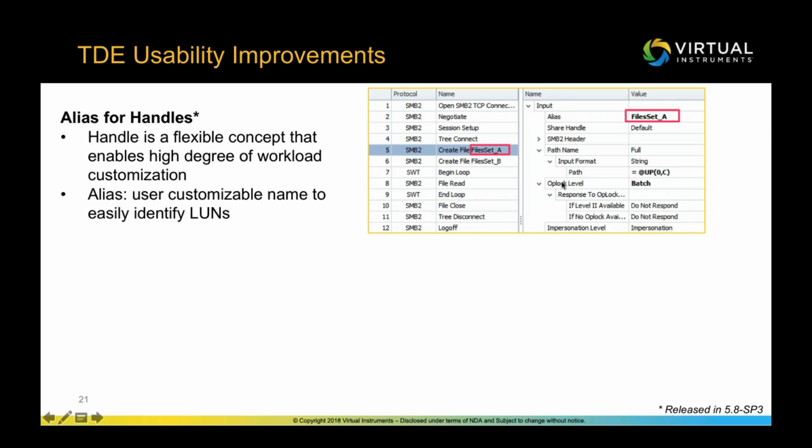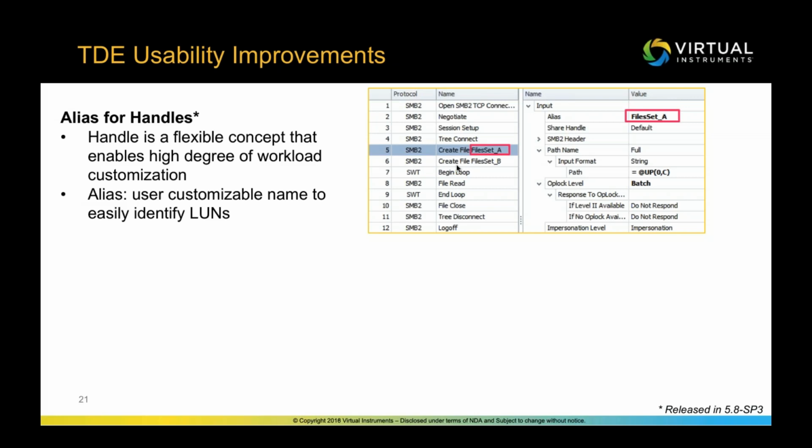Alias is something that is very useful for humans, to have a human readable name and associate that with something that's difficult to keep track of, like a complicated ID. Handles are pretty powerful in TDE, and most of you use them either directly or indirectly. The trouble before 6.0 is that when you have, let's say, multiple handles from the same action, it became difficult to keep track of which handle was for the first create file command, and which file handle was for the second create file command.